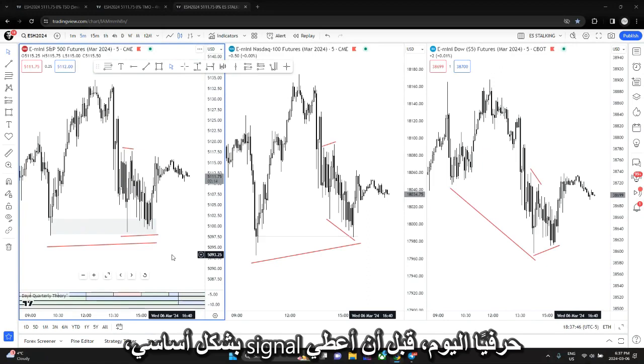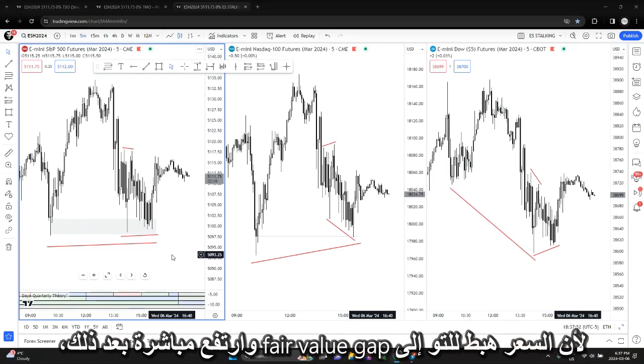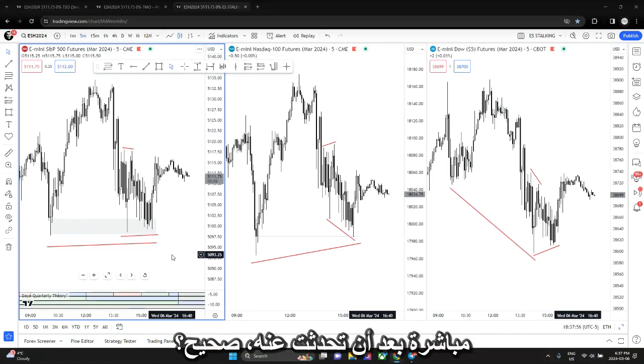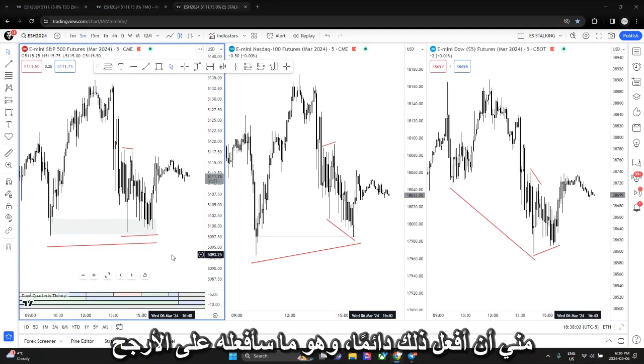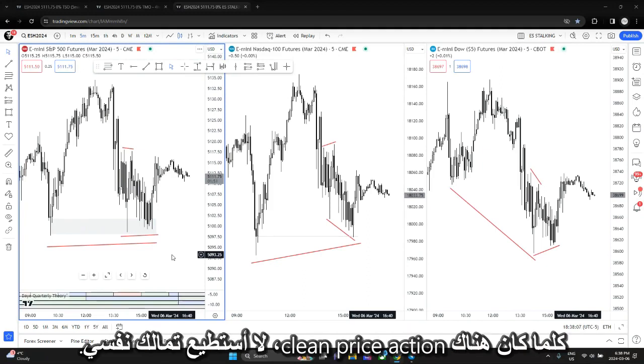Literally. Today, before I basically gave a signal, price just dropped into a fair value gap and rallied right afterwards. Right after I talked about it, right? I didn't want to do that, because I know that a lot of you are going to be buying and then expecting me to always be doing that, which I probably will whenever there's clean price action. I can't help myself.